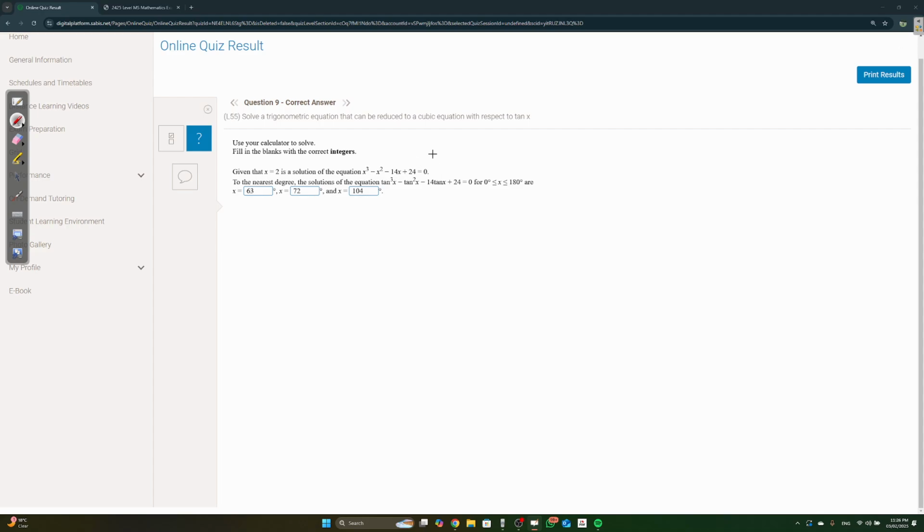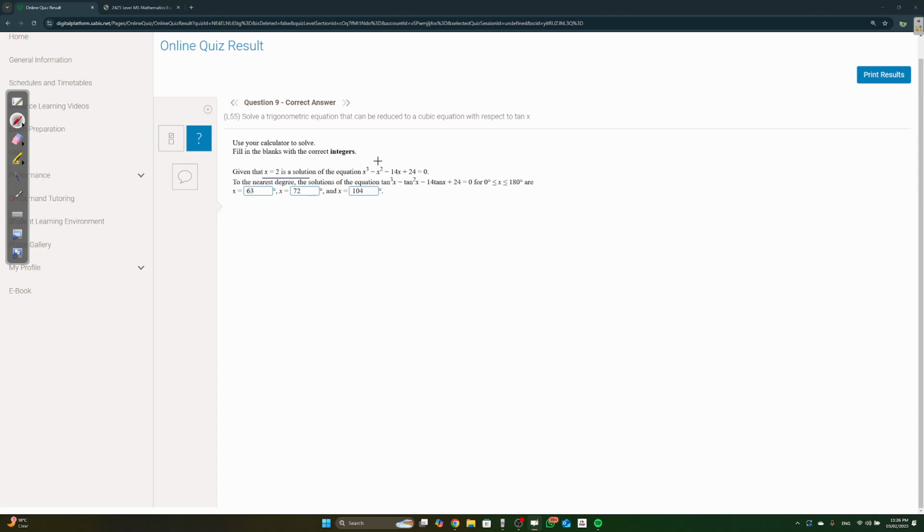Question 9. For this one, fill in the blank with integers. Given that x equals 2 is a solution, this is a keyword, of the equation x cubed minus x squared minus 14x plus 24, to the nearest degree, the solutions of tan cubed x minus tan squared x minus 14 tan x plus 24 equals 0 are what? Can we solve cubics? Did I ever teach you how to solve a cubic? Never. But you can reduce this equation, because they told us it's a solution. If something is a solution, you can divide by it.